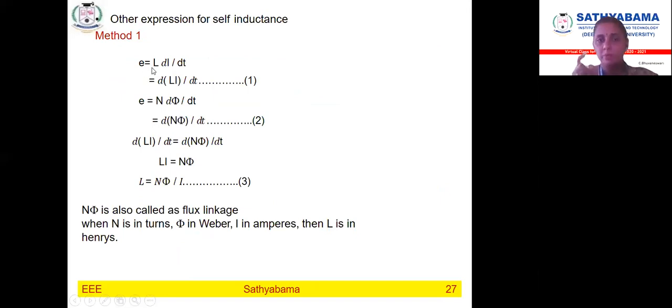Initially we say E is proportional to di by dt. That is because when the current changes, the EMF also changes. To remove the proportionality, we introduce a constant L. This L is called the self-inductance. From Faraday's law, we know E is equal to N into d phi by dt. Now equating both, L di by dt is equal to N d phi by dt, or L I is equal to N phi, or L is equal to N phi by I, where N phi is called the flux linkage. This is one formula for self-inductance.